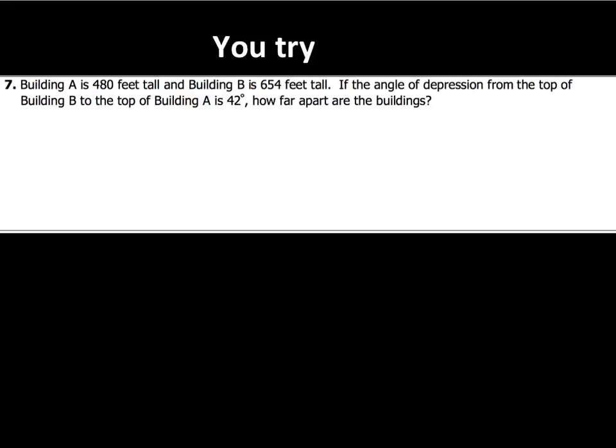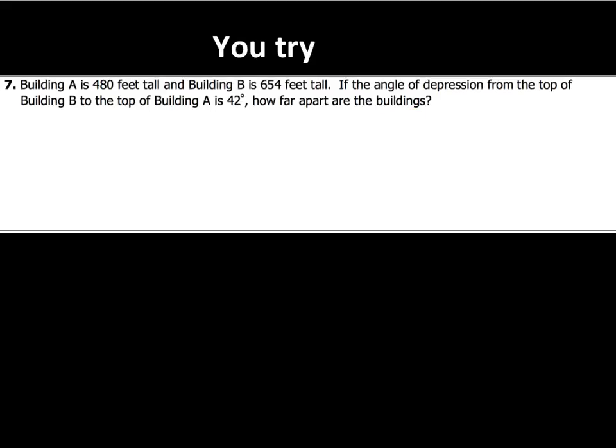All right, so this one's a little tricky. Building A is 480 feet tall and building B is 654 feet tall. Now the angle of depression from the top of building B, which is the bigger, taller building, to building A is 42 degrees. How far apart are the buildings?